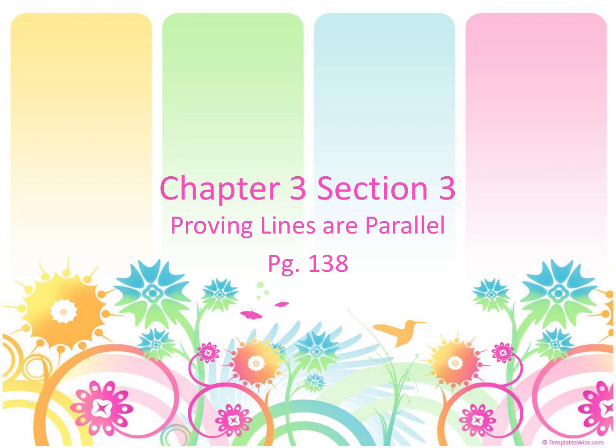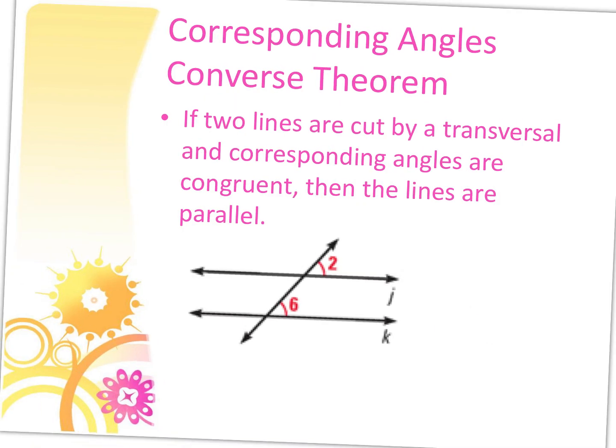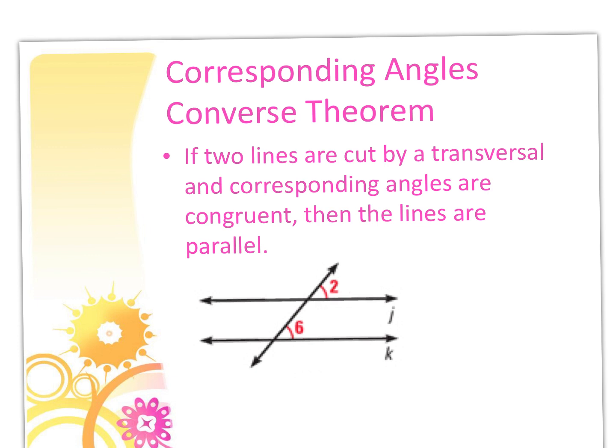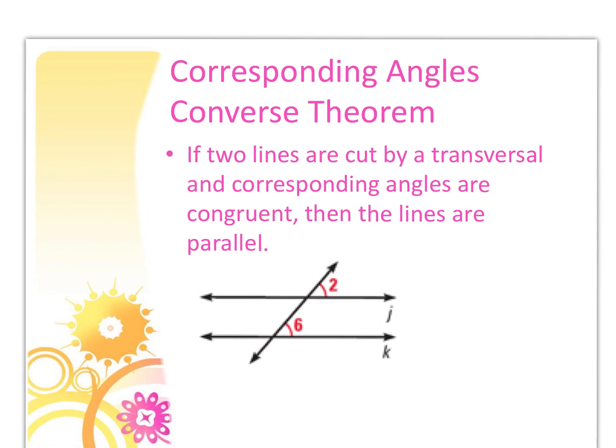So now we're at chapter 3, section 3, where we're proving lines are parallel. So this is where some of the prior stuff that we talked about, like conditionals and converse, are going to first come into play here. So let's just look at the converse theorem that is presented in front of us.